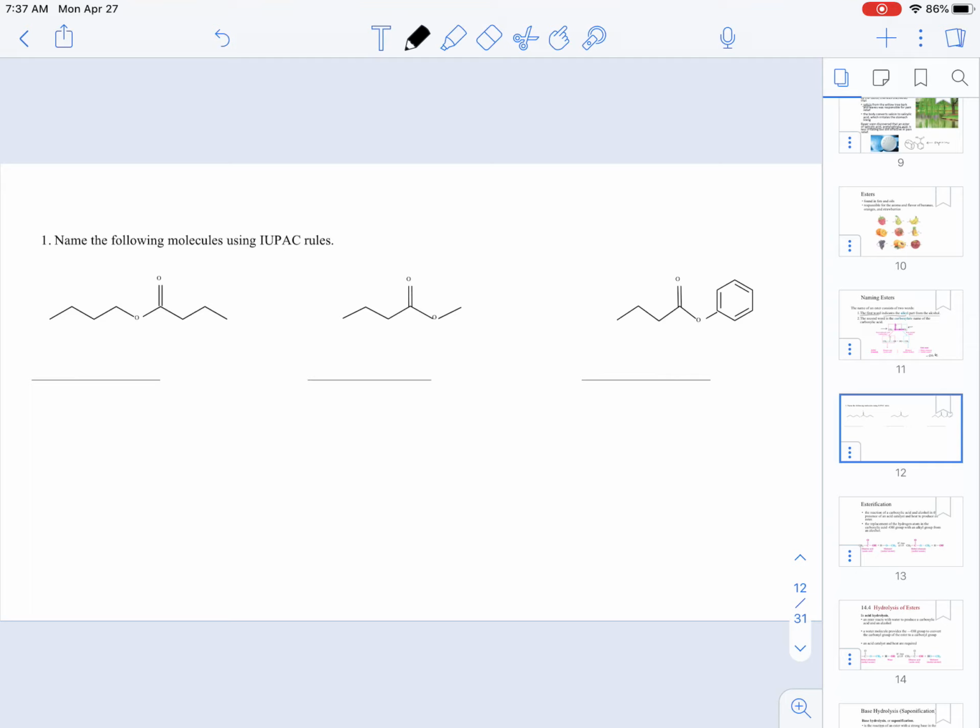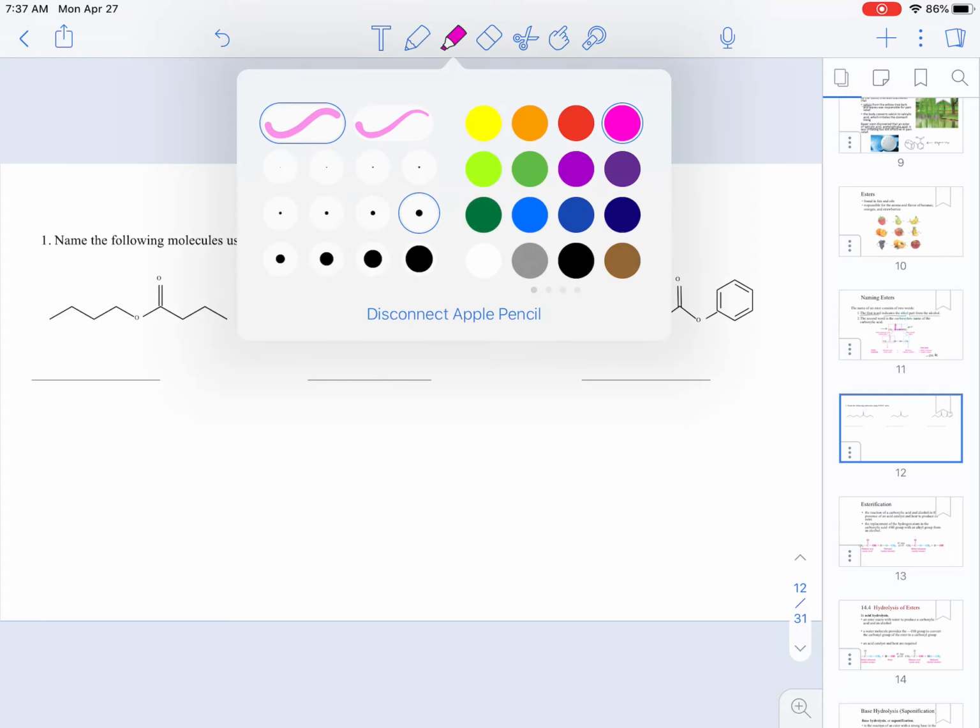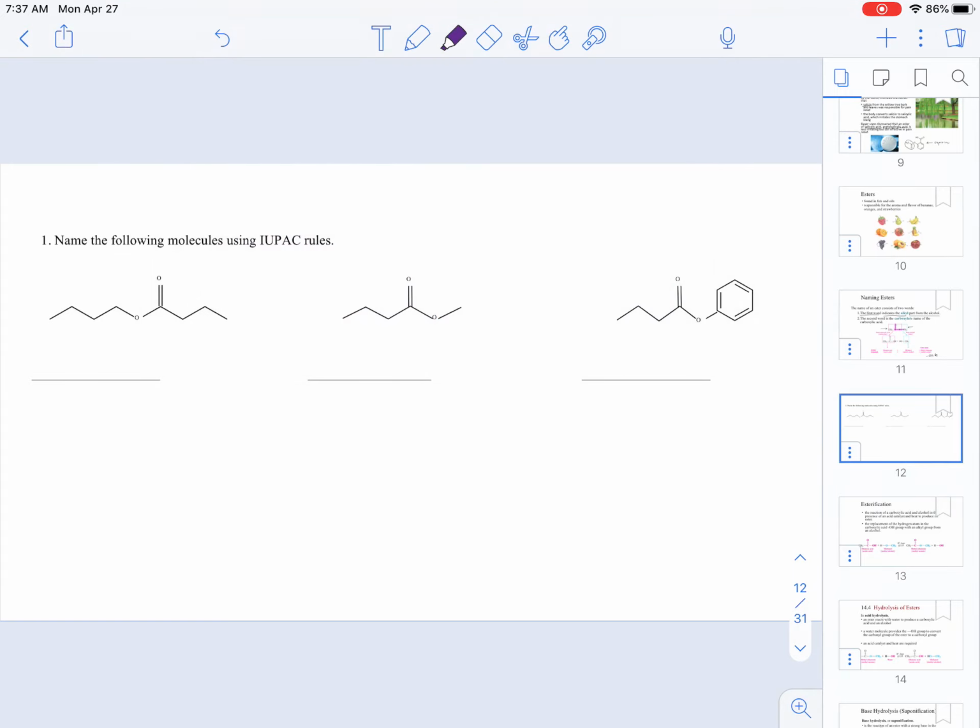I'm going to first highlight the first word. Remember, the first word in an ester, which I'm going to highlight in purple, comes from the alkyl chain. The alkyl chain here has 1, 2, 3, 4 carbons. We have to start numbering from the carbon that is right after the oxygen. So 4 carbons mean that for the first word, since we're attached to carbon 1 in a 4 carbon chain, this is going to be 1-butyl.